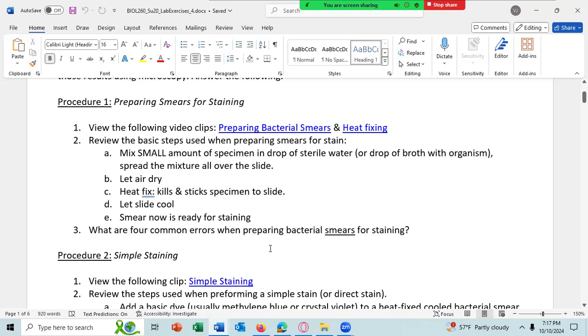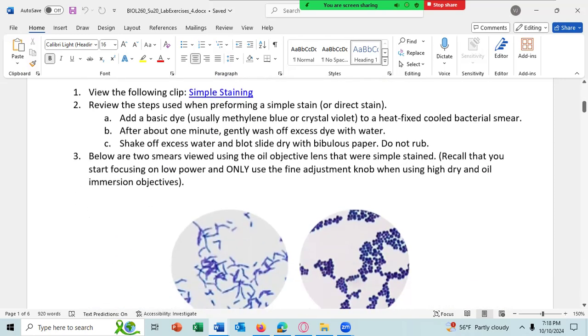And generally in the worksheet, I've got all the questions with a question mark or maybe with a colon if it's not a question, but it should be a question. And then go to Procedure 2, view the following clip on a simple stain where you're adding a basic dye. Wash it off, shake off the water, blot it dry, and below are 2 smears using the oil objective lens that were stained with a simple stain.